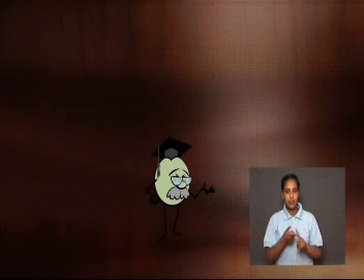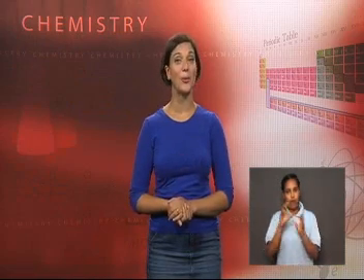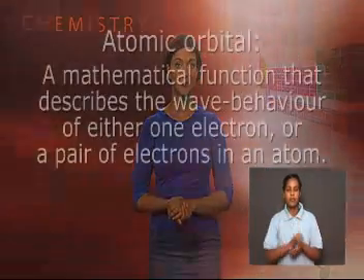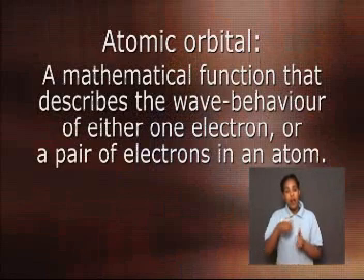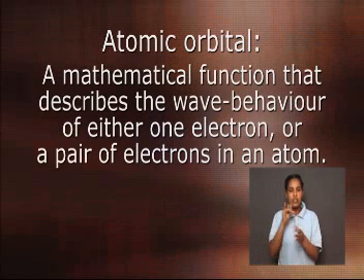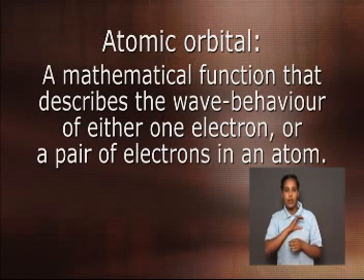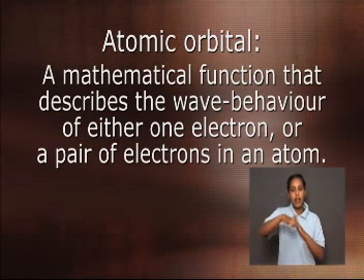Let's get back to our lesson. Welcome back, students. I am sure that you had no trouble with this activity. An atomic orbital is a mathematical function that describes the wave behavior of either one electron or a pair of electrons in an atom.